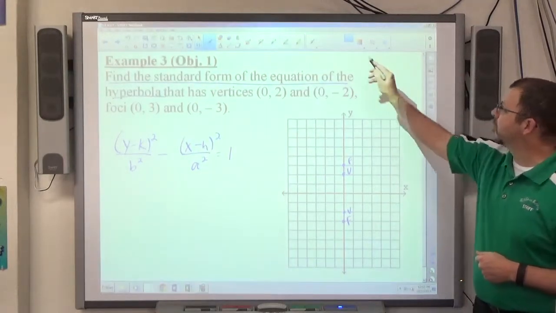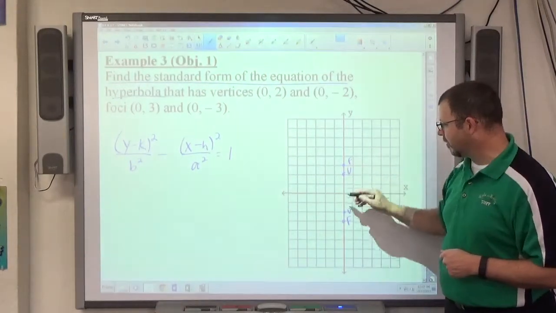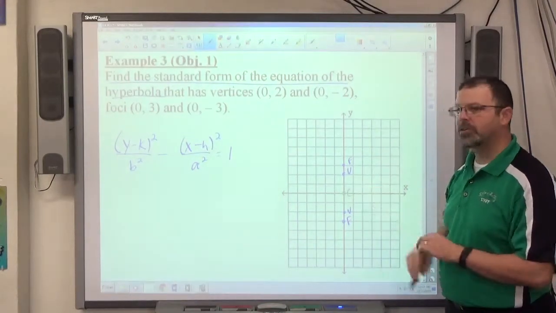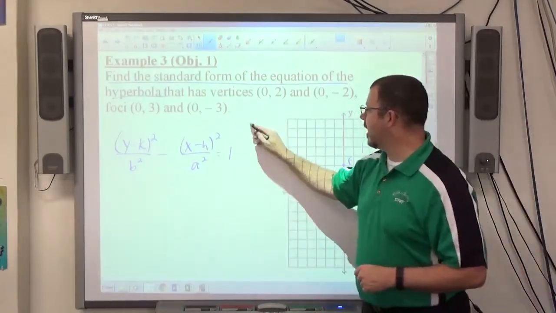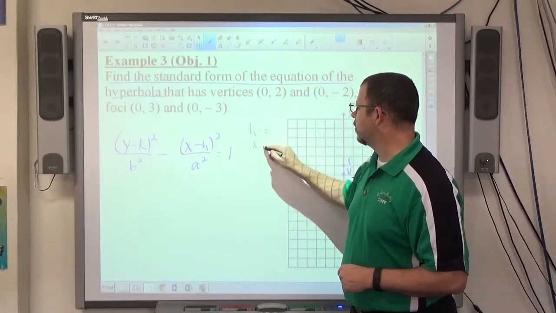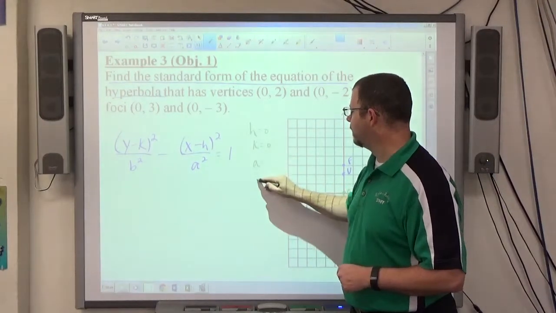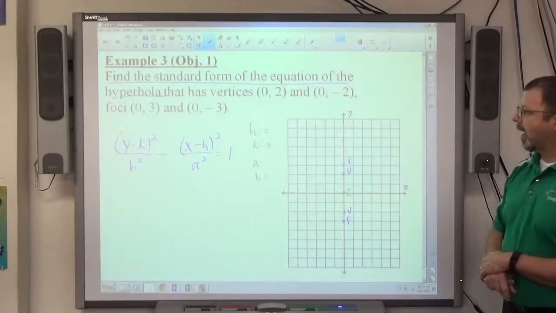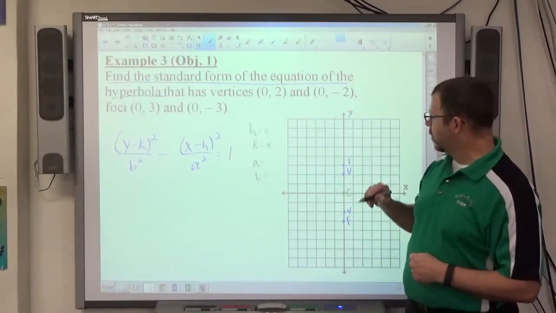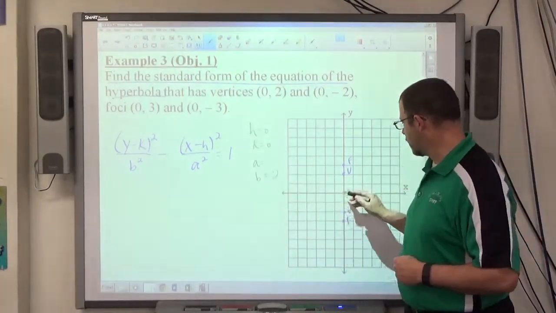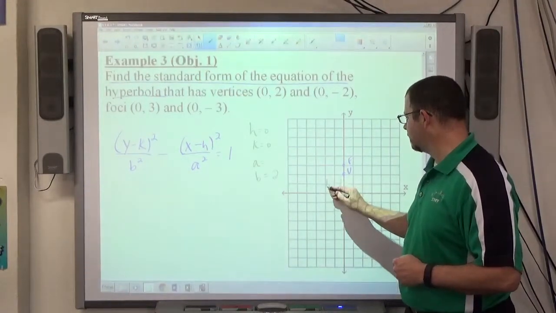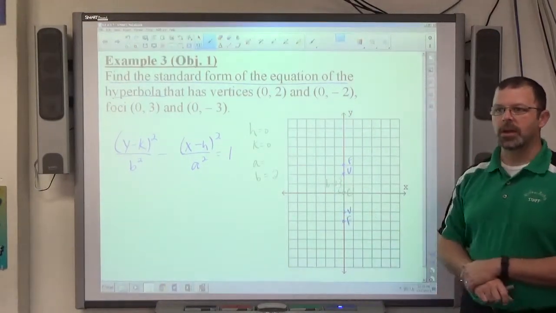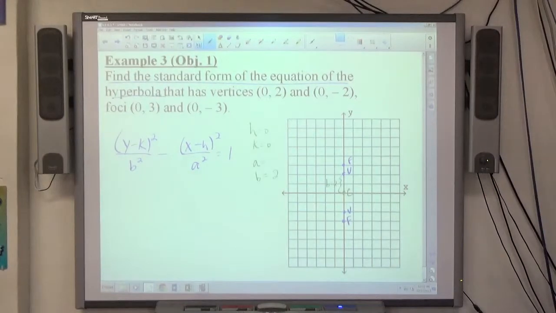So the center is positioned halfway between the vertices and the foci, so obviously the center is going to be (0, 0) here. So that tells me that h is equal to 0, k is equal to 0. I need to know a and b also. And obviously b is equal to 2, because the vertices are 2 spaces up and down. So again, knowing what to look for helps you to establish what things are.